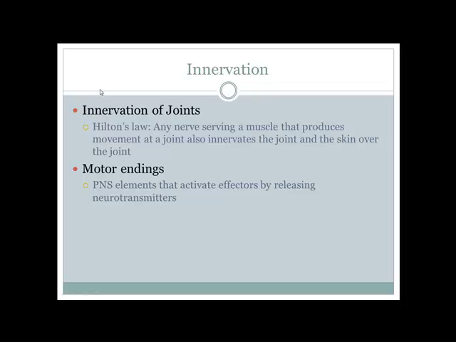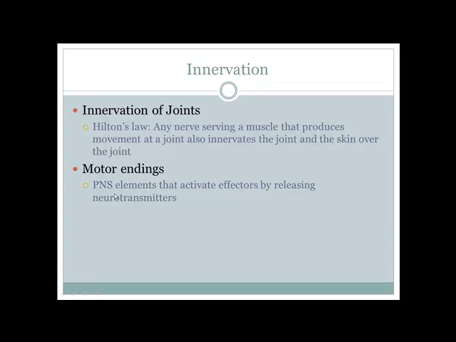Okay, with innervation, there's something called Hilton's Law. It says any nerve serving a muscle that produces movement at a joint will also innervate the joint and the skin over the joint. That kind of makes sense. So if you injure a joint, everything in that area is kind of achy, and that's basically what Hilton's Law is pointing at.